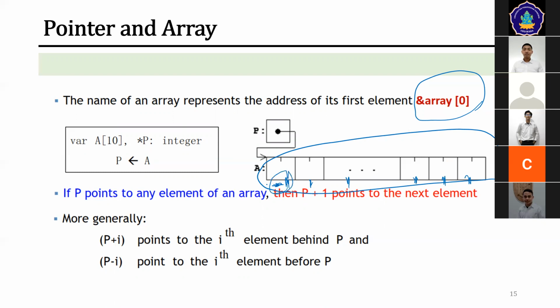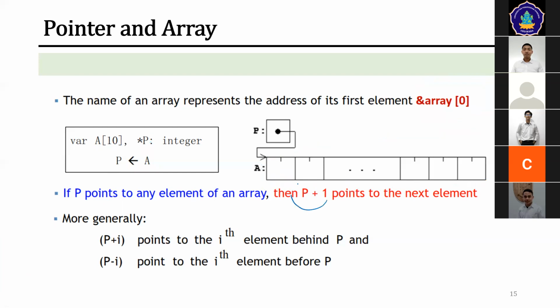In pointers, we can put them together with arrays. You can create an array, then create a pointer, and make this pointer point to this array. It will point to the first element of the array. There is a remark here: if p points to any element of an array, then p plus 1 will point to the next element. If p points to the first element, p plus 1 will point to the second element.